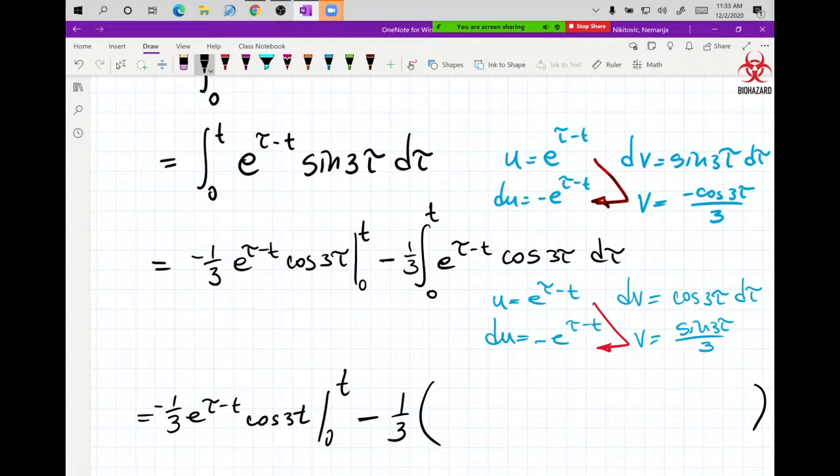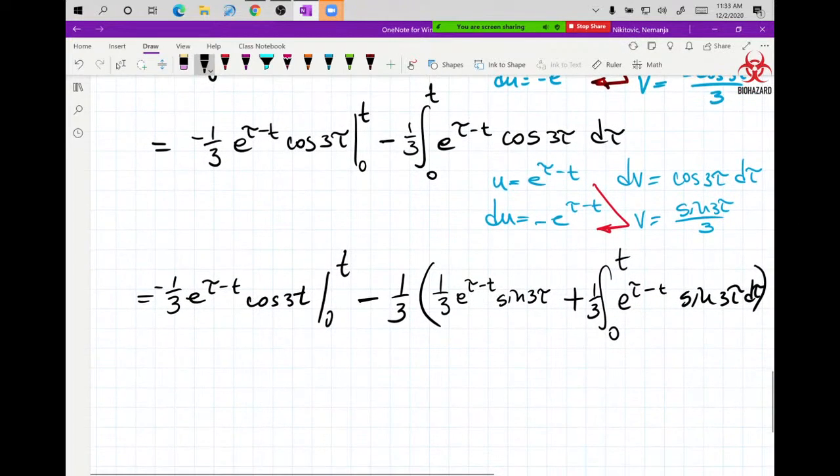This is nested, right? So you have another 1/3 e to the tau minus t sine 3 tau. Minus and minus will give you a plus integral 0 to t of e to the tau minus t. There's a third in front, and then sine 3 tau d tau. Yeah, that fits.